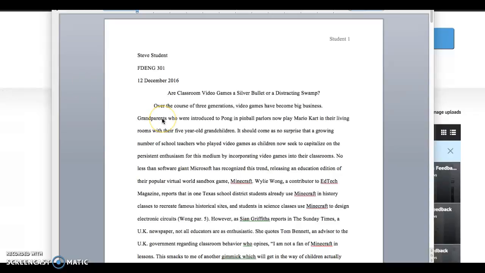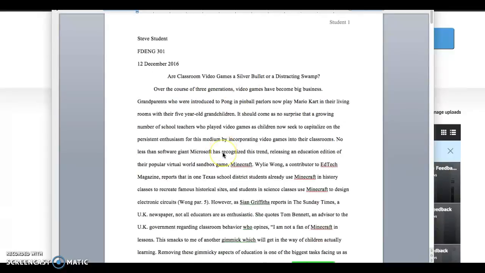Okay, so this essay is about video games in the classroom, and you can see it's formatted correctly: no title page, no abstract because those are APA. You have a heading, you have the headers, and then you have a title written in the same format as the essay.